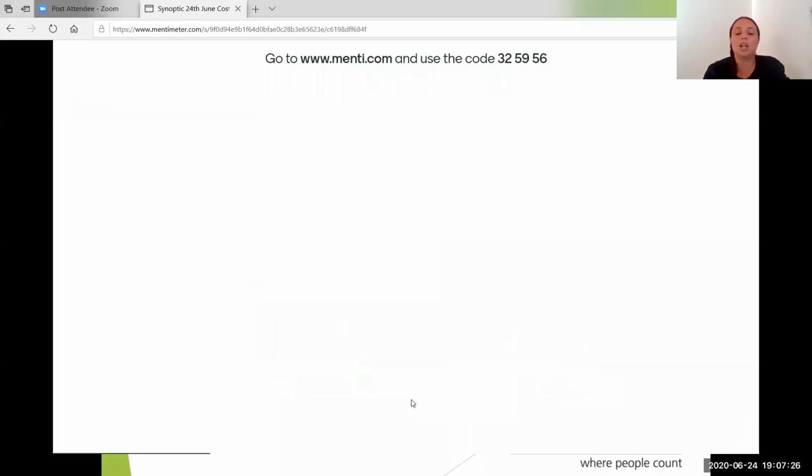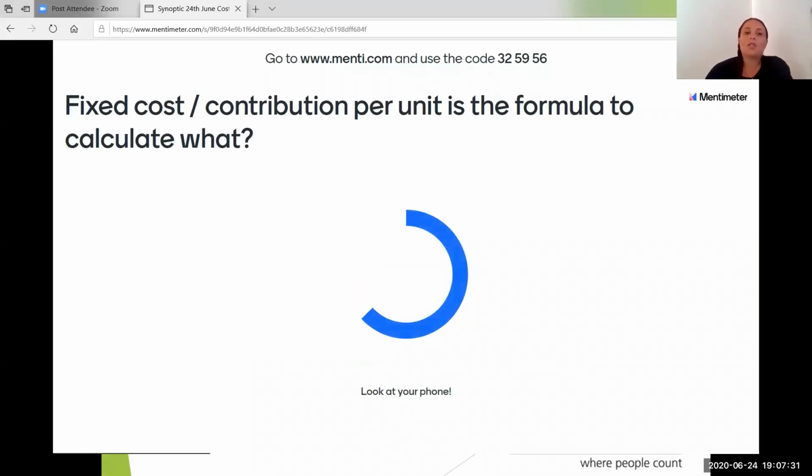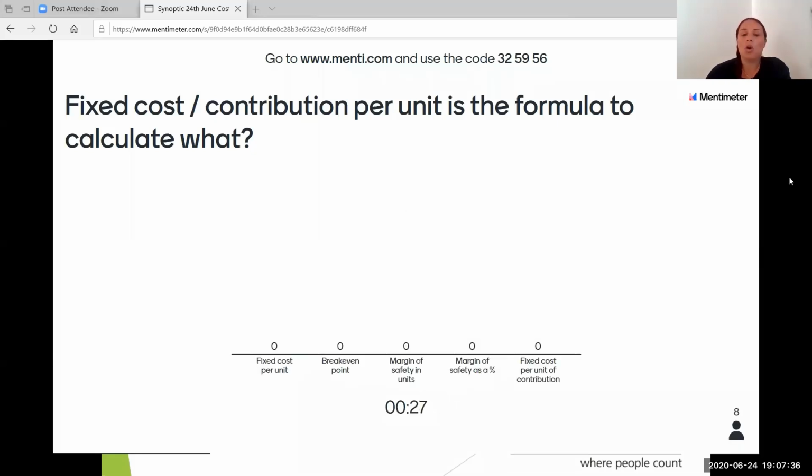So question number 2, again, focused around costing this week. Fixed cost over contribution per unit is the formula to calculate what? Fixed cost per unit, break-even point, margin of safety in units, margin of safety as a percentage, or fixed cost per unit of contribution. So which of those 5 is fixed cost over contribution per unit, the formula to calculate? If you're not sure, you've got 6 seconds, you might as well guess. See how you get on. Let's see how we did.